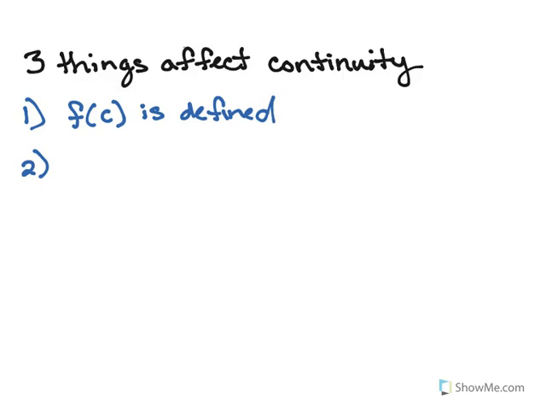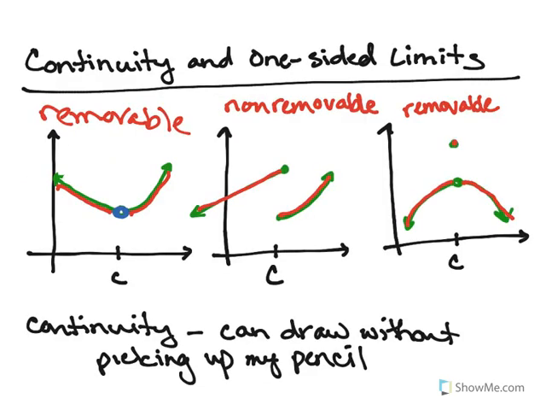The second thing we look for is, does the limit as x approaches C of the function exist? So let's look at our graphs again. For my second graph here, if we're doing the limit and I'm coming from the left and I'm coming from the right, do they match up? No. So even though that one's defined at C because we had a closed dot there, the limit doesn't exist, so we have a discontinuity.